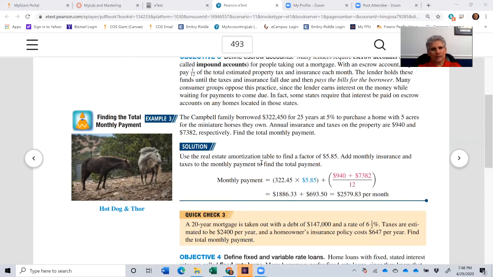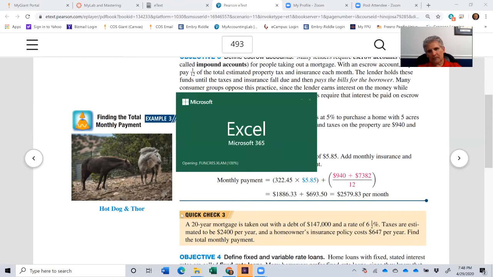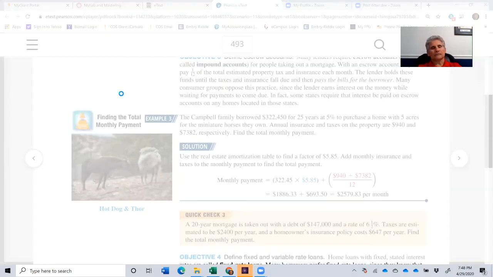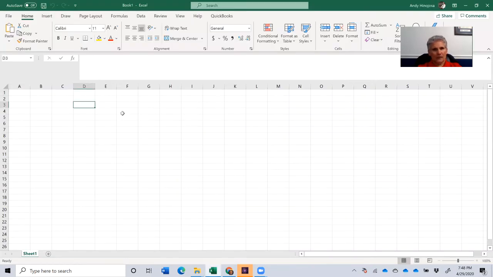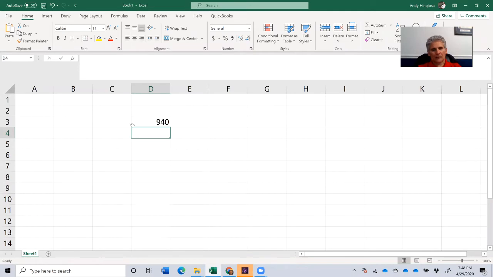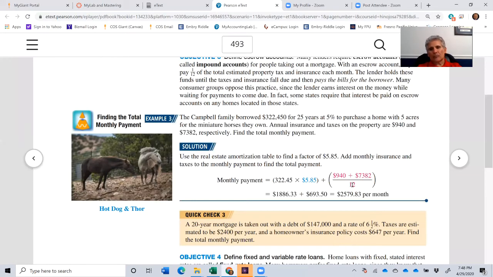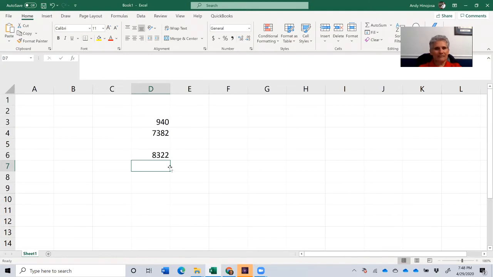So I guess we can come up with a spreadsheet to figure exactly how much that's going to be. Looks like it's going to be something like 82 something. Say 940 and 7382. So we add these two together and we come up with 8322. So $8,322. That's what these added up together, and then we're going to divide that by 12. Why? Because it's going to be easier to pay those on a monthly basis, right?